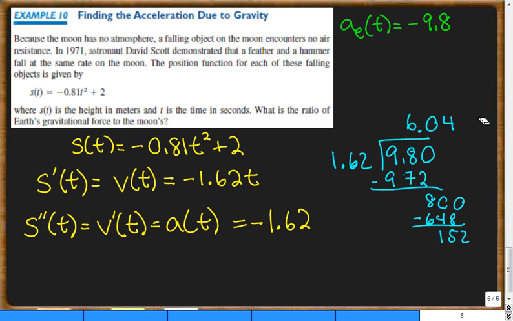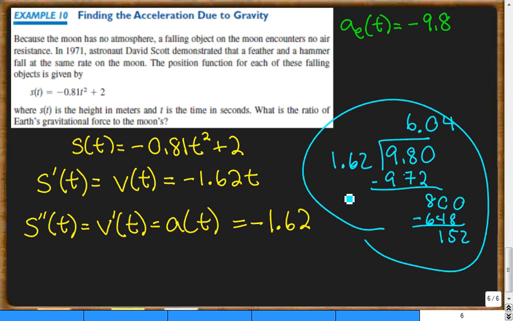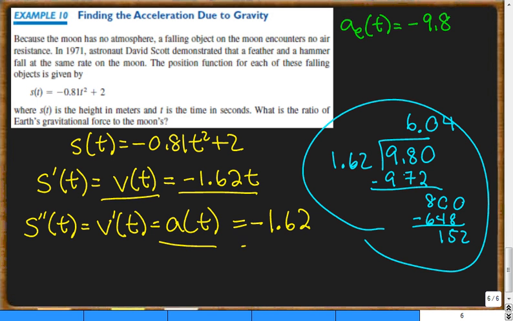But the main thing that I want you to get from this is not all this over here. It's mainly that if we have a position function, and it has now disappeared, if we have a position function, we can use that to find our velocity function, and we can use that to find our acceleration function.